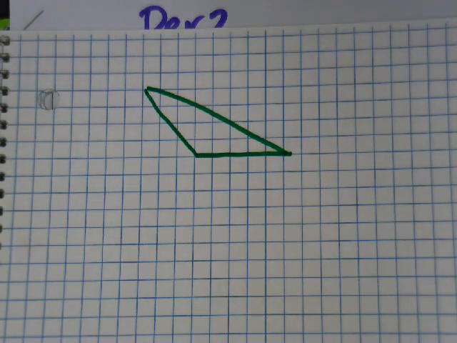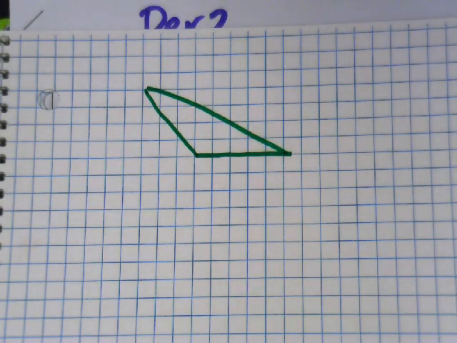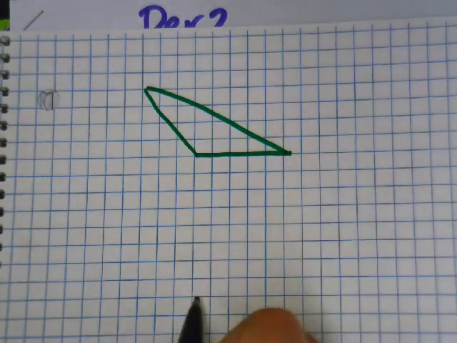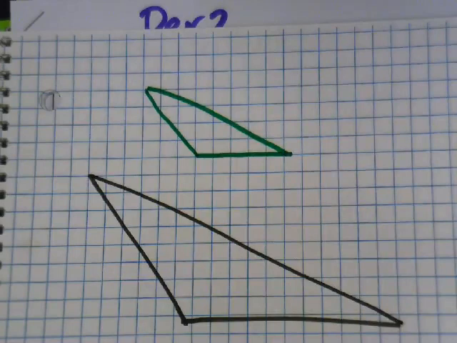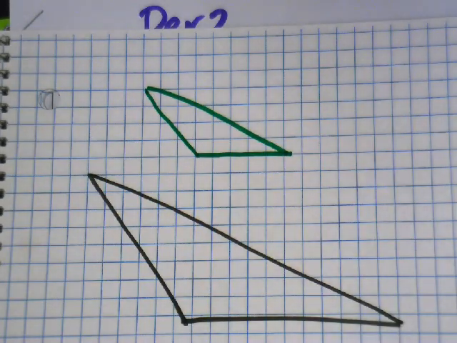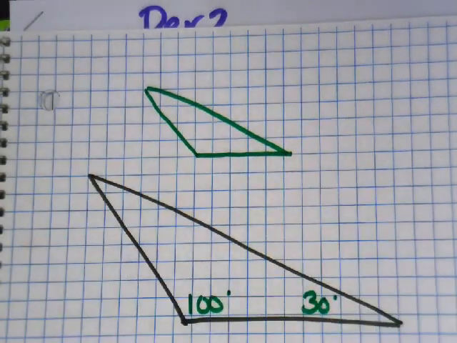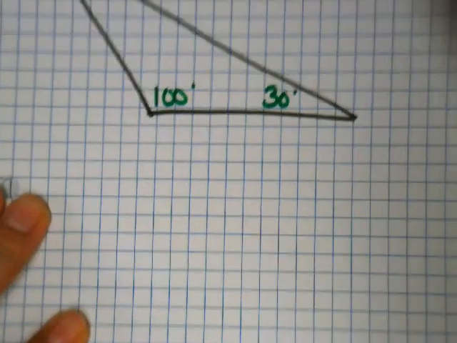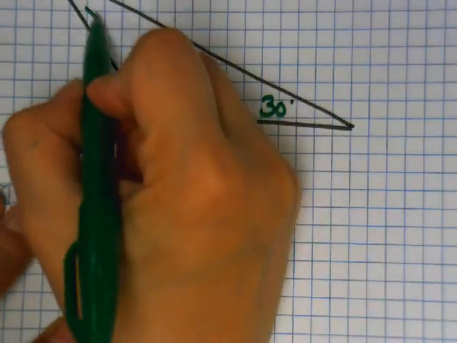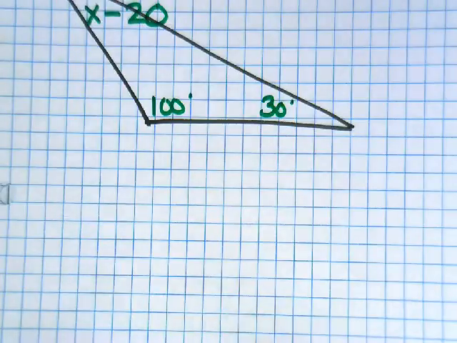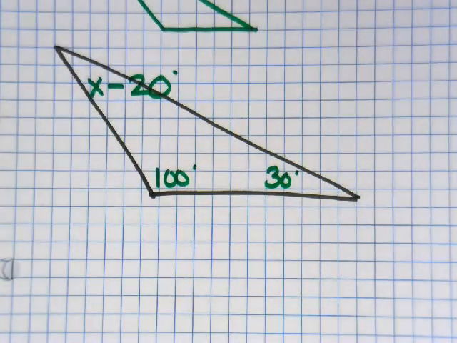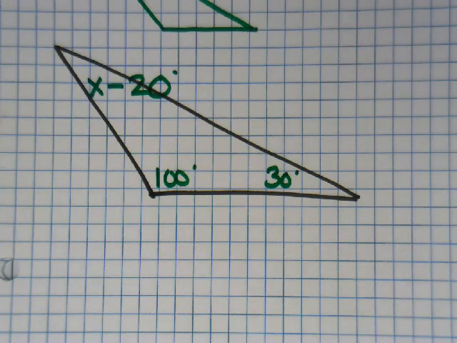All right. Okay. Ready for a hard one? Okay, I had to draw a bigger one. I can't fit my numbers in. All right. 130 and x minus 20. Okay. What makes this hard? The x minus 20. That minus 20. Boy, you kids ignore that minus 20.